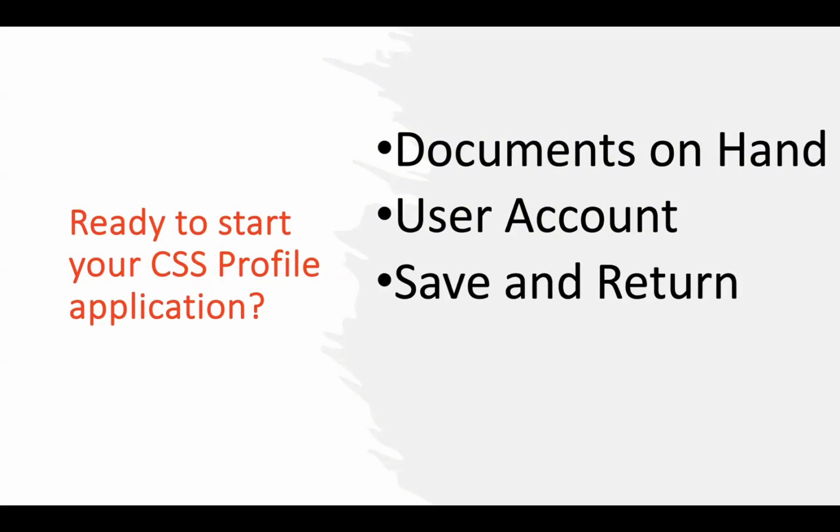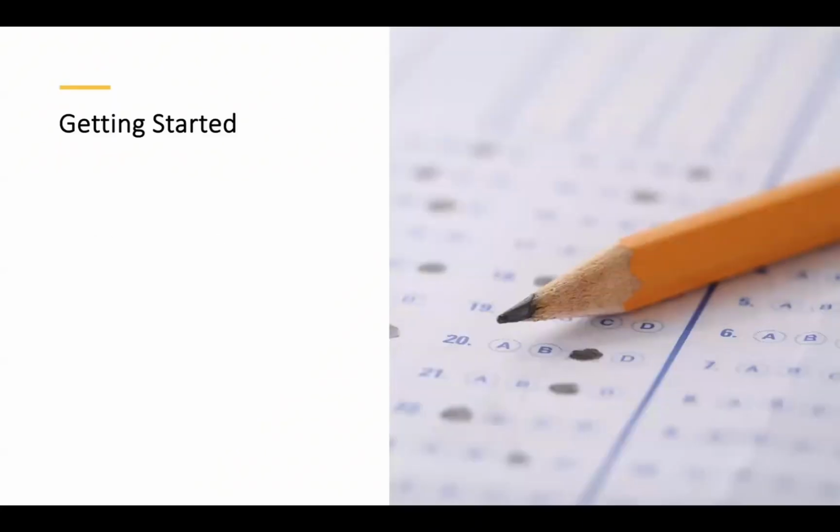Save and return. Remember, you do not need to complete the entire application at one time. You may save and return to complete the application. And deadlines. To make sure your application will be considered on time, submit your CSS profile by midnight Eastern time of your earliest priority filing date. And also we have a profile for parents. Review the information for parents page to find out more about completing the CSS profile as a custodial or non-custodial parent. It is available on the College Board's website. And are you ready to get started?